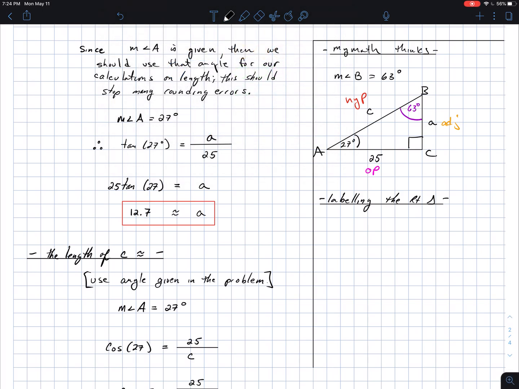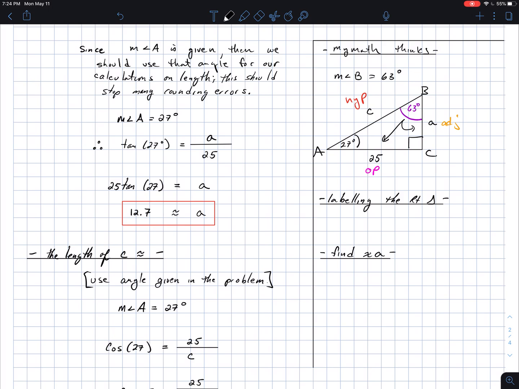So let's find A and C here really quick. To find A, let's find the approximate value of A. What we'll do is label it real quick, right? We know what we're looking for. We're looking for A. So which of the trig ratios are we going to use? Well, we have the opposite and the adjacent, right? Because the A is the adjacent side.